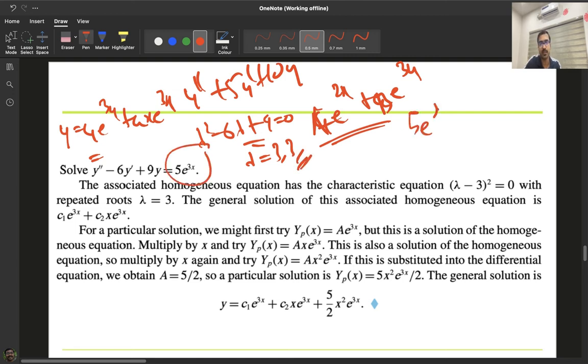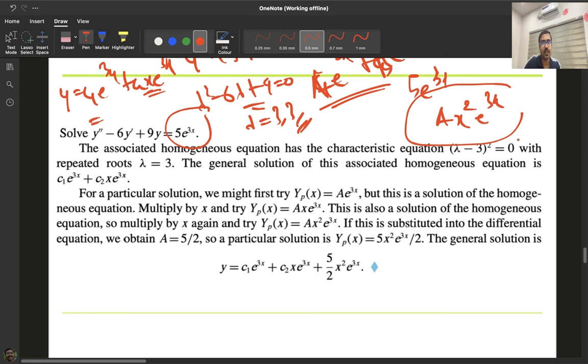Okay, so your RHS is 5 e raised to 3x. You should assume that yp is of the form a x square e raised to 3x. Why? Because x e raised to 3x is already there, so you will assume yp is of the form a x square e raised to 3x, and then you will substitute it into your equation. So when you substitute it in there, what will you get? You can apply the product rule and then find the value. Okay, some work is required, but the idea is just the same. First you have to find y dash.